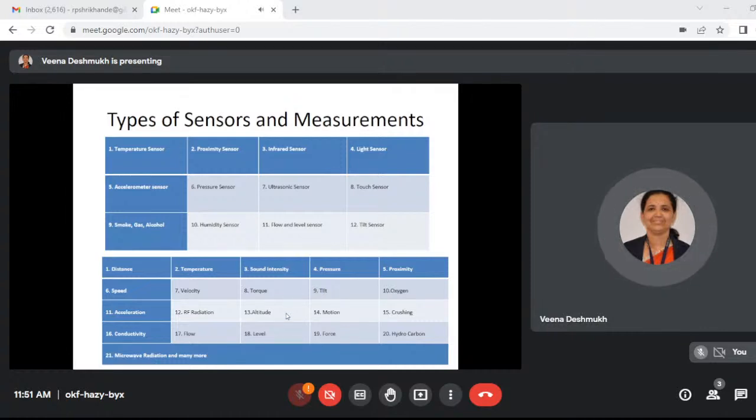These are basically utilized in measuring distance, temperature, sound, pressure, proximity, speed, velocity, torque, or gas, especially the oxygen, carbon monoxide, carbon dioxide, and nitrogen levels. In the agricultural field they measure the levels of potassium, nitrogen, etc., or acceleration sensors, radiation, altitude, motion, crushing, etc. All these are the applications of sensors.